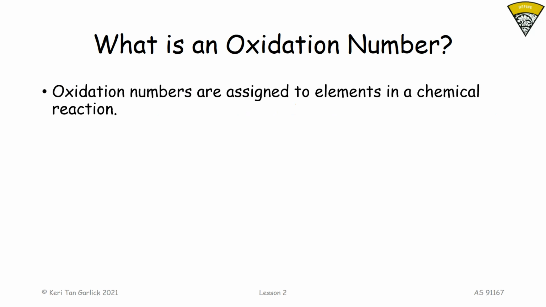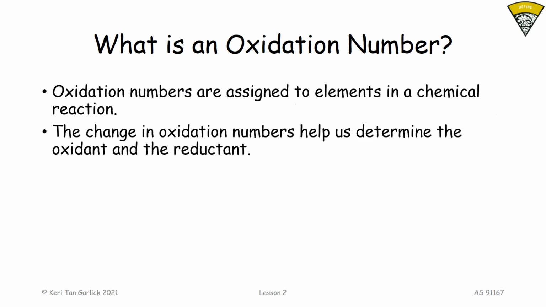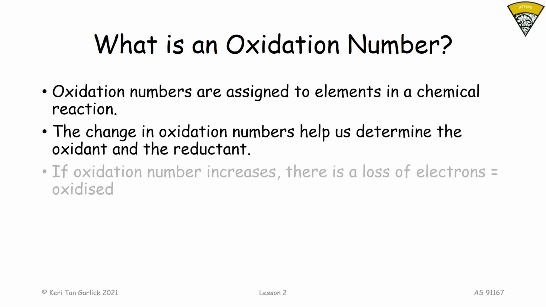So oxidation numbers are assigned to elements in a chemical reaction, and we check these oxidation numbers and we see if there's any change from the reactant to the product side. This then helps us determine if something is an oxidant or a reductant based on how that number changes. If the number does not change, it tells us it's not part of the redox reaction.